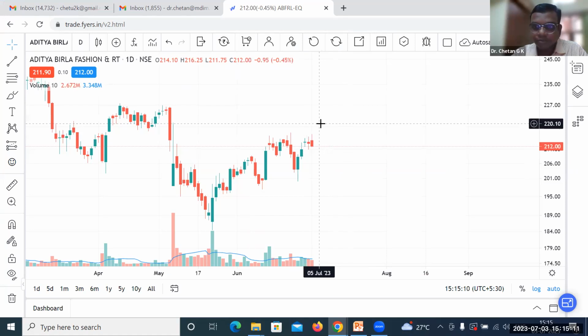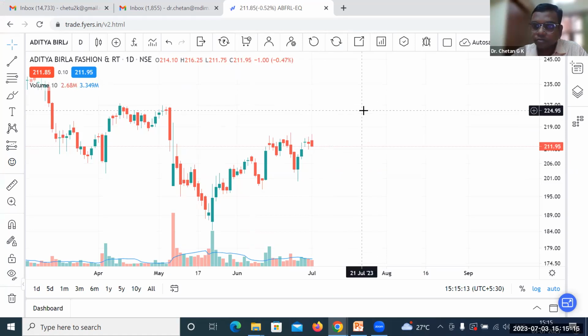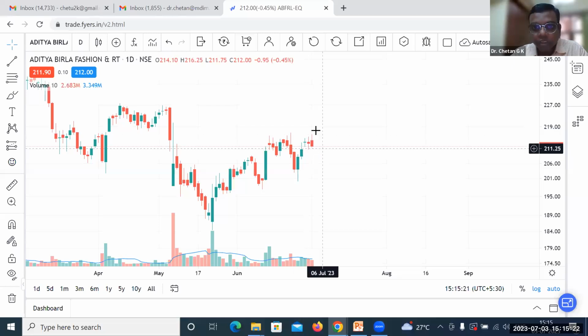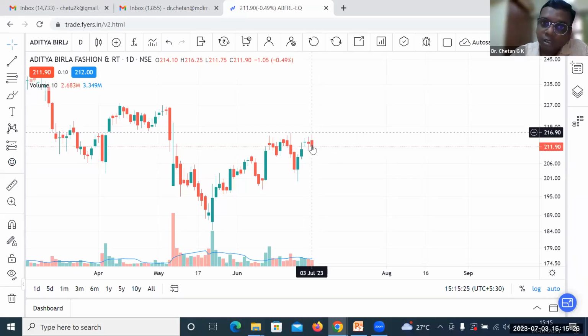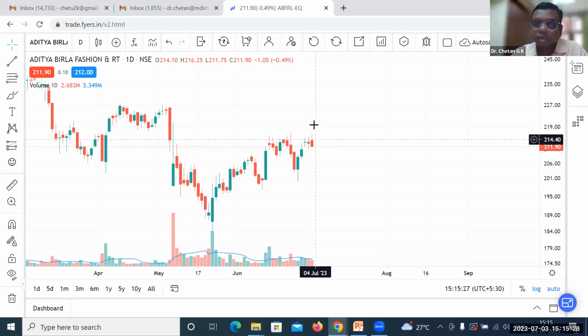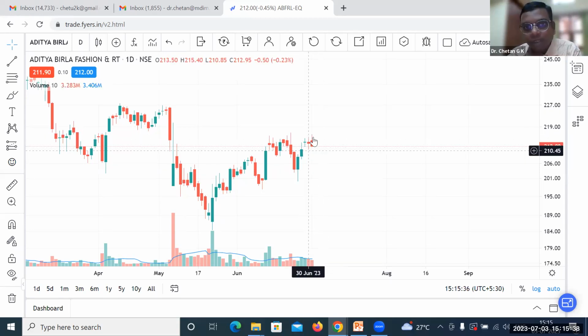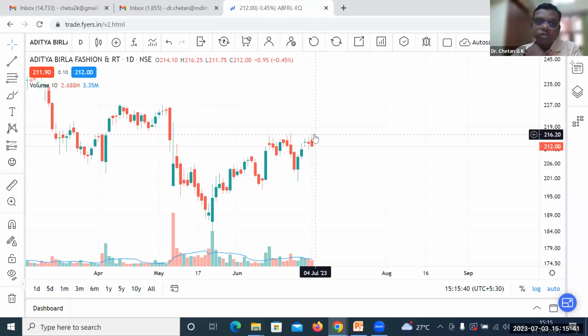Confusing? Yes, sir, it is confusing. First of all, I don't think this is going to be a hammer here, because the body to wick ratio is supposed to be at least double, is it not? Twice. So the body should be less and the wick should be more. Because of which this is not a shooting star for me. It should have a higher wick.